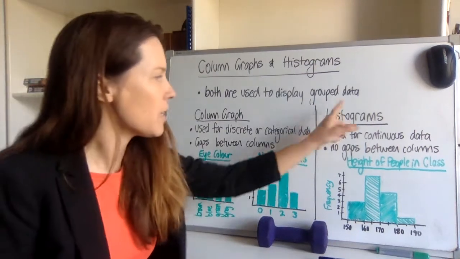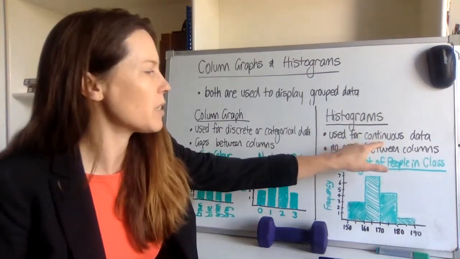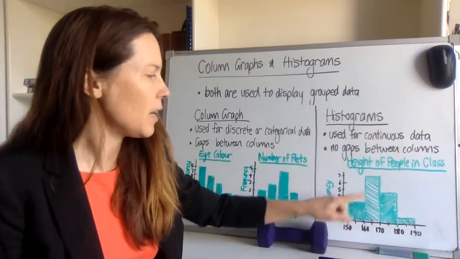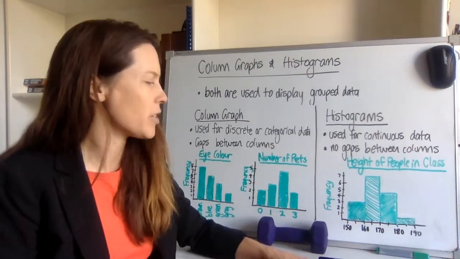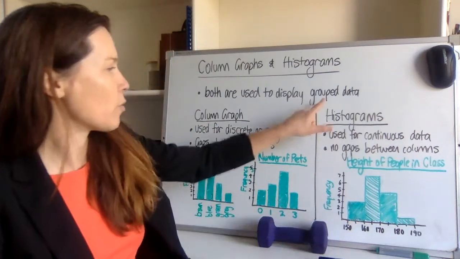Now, histograms are just like column graphs, except that you use them for continuous data. And that should make sense for why there's no gaps in between. Have a look at this example of height of people in the class. And I've just done an imaginary survey here, pretend that we've measured everybody. Now you can see that I have grouped the data.